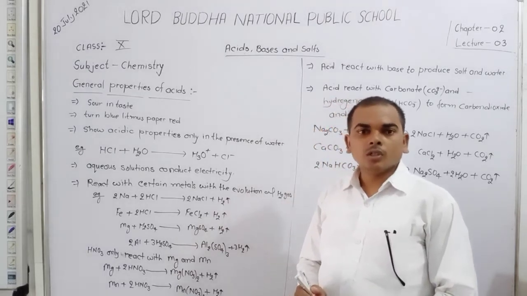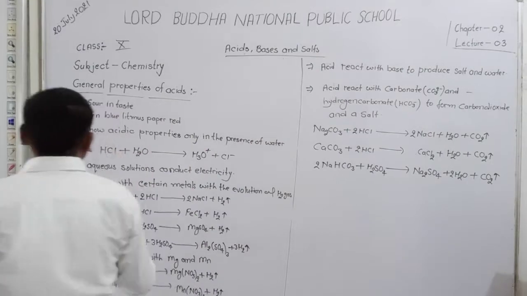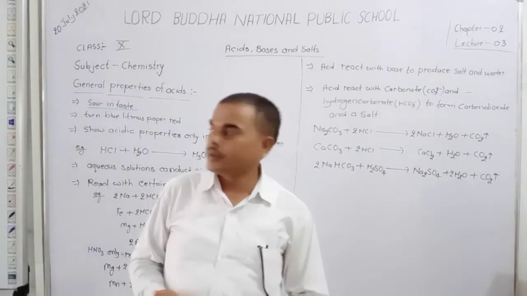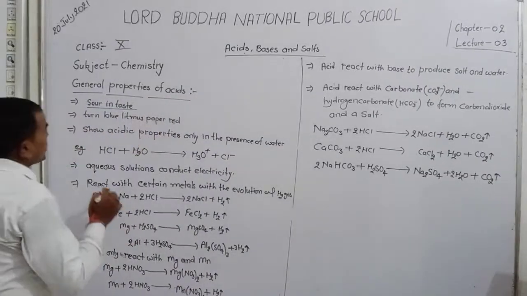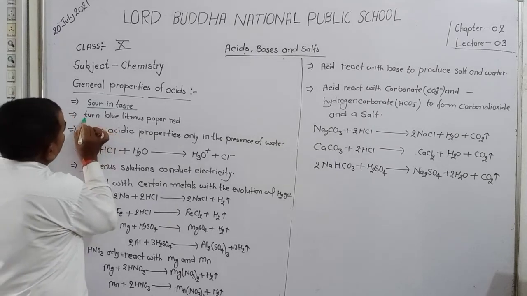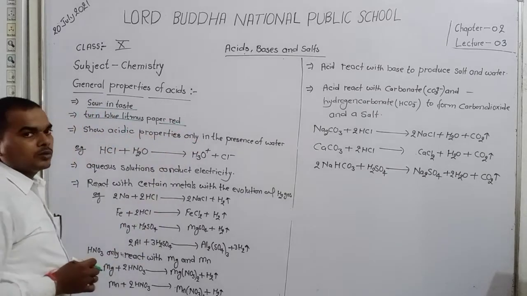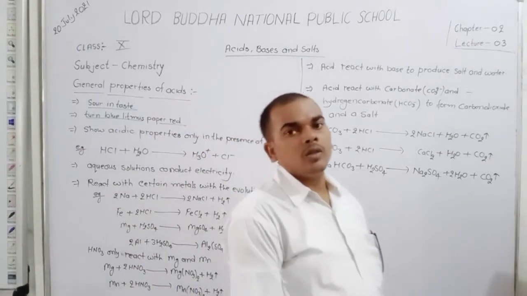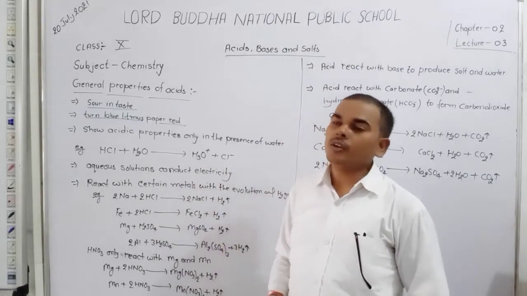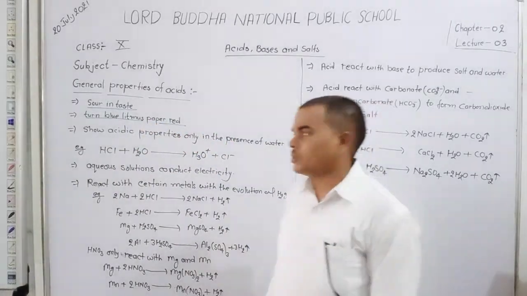Dear student, some properties you observe: acids are sour in taste. The taste of acid is sour. Dear student, acid can turn blue litmus paper red. If a given chemical is an acid, then it has the ability to convert blue litmus into red. Okay, student?